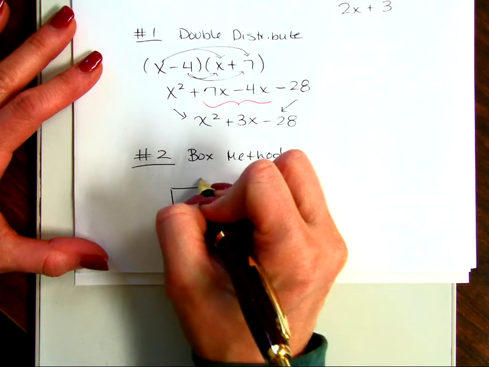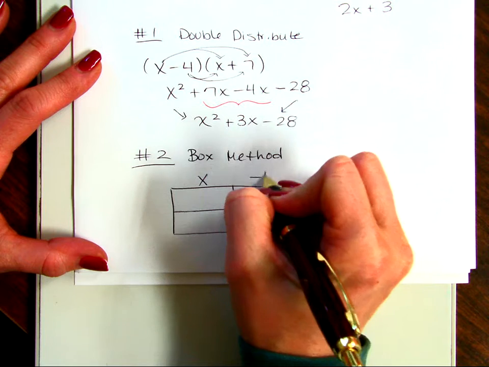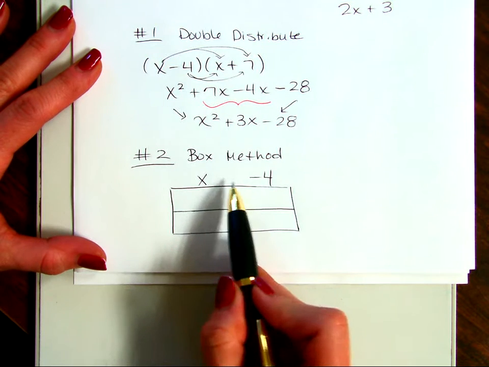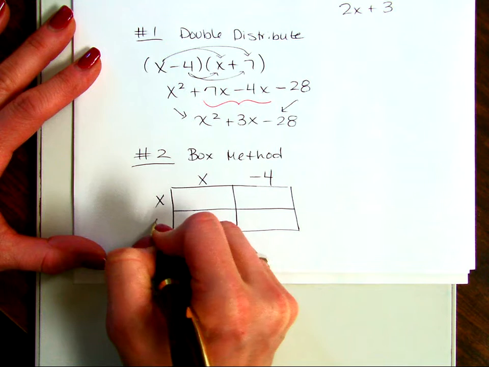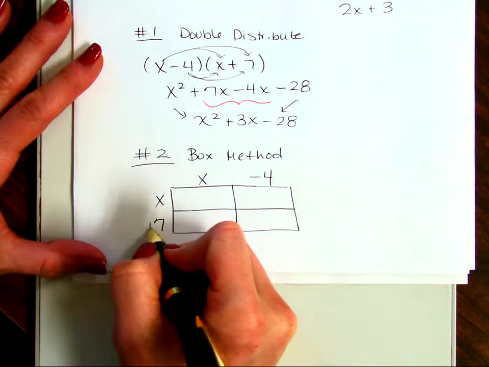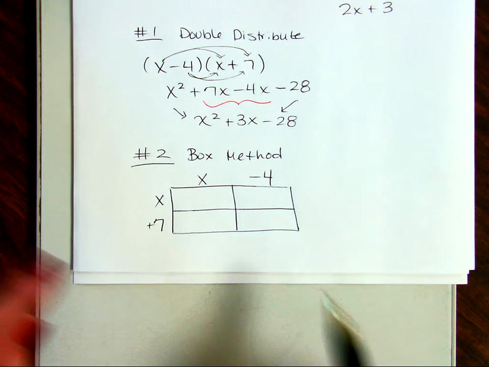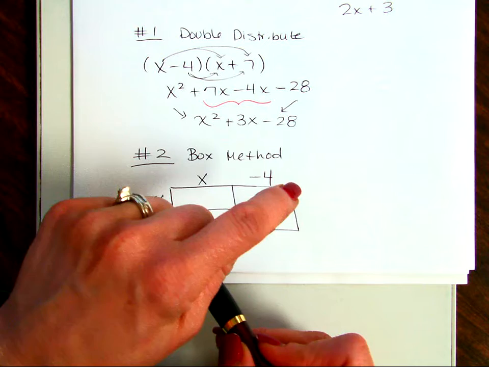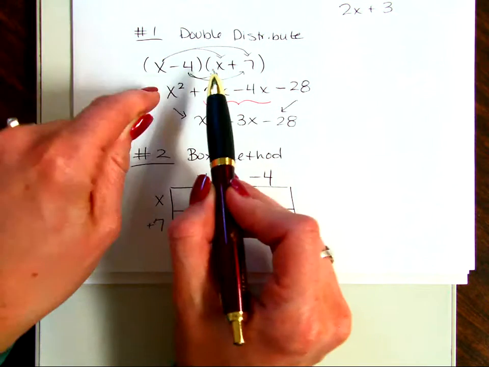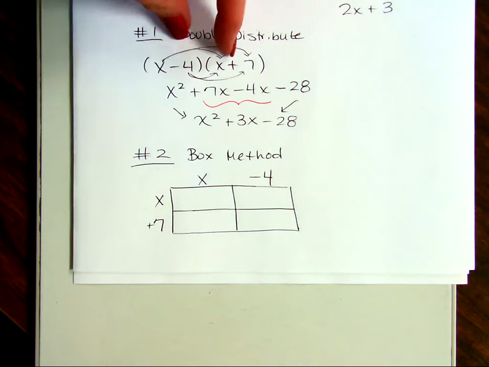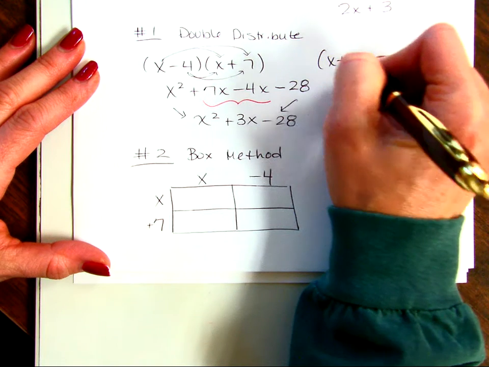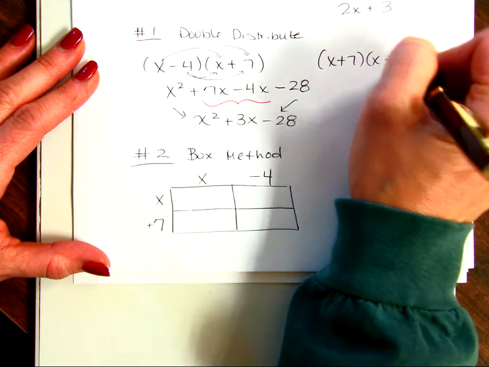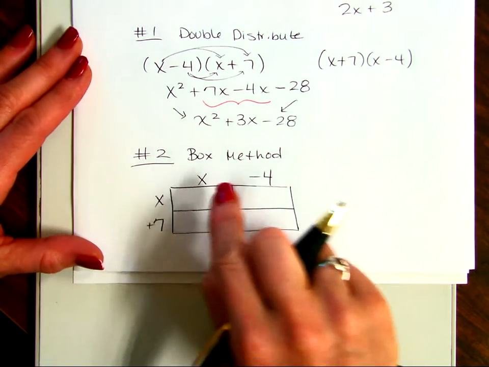So I'm going to take my first term from my first binomial and put them here. The minus won't go in the middle. This is a -4, so this box belongs to it. And then I'm going to put the x plus 7 here. You can put a plus if you want, doesn't matter, okay? This will also work if these were flip-flopped around. The order doesn't matter because multiplication is commutative, right? So I could ask you to do x plus 7 and x minus 4, and you'd get the same answer, okay?